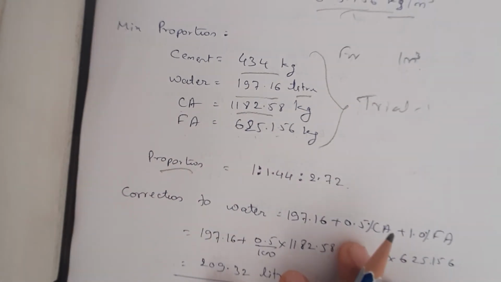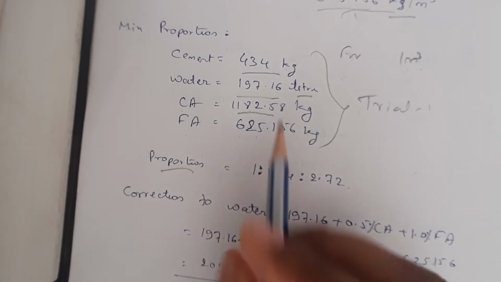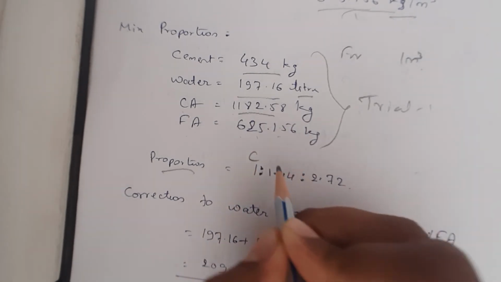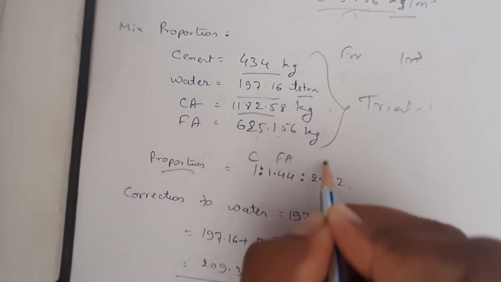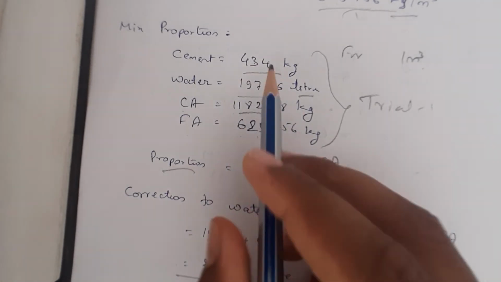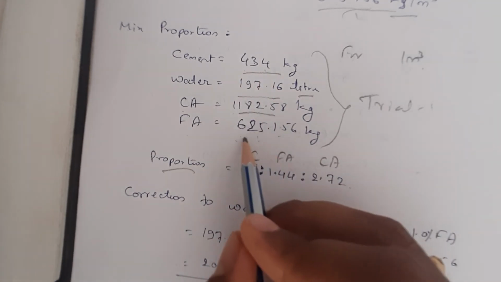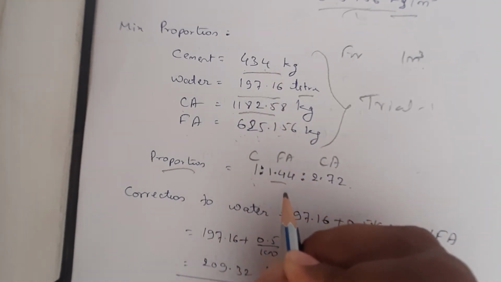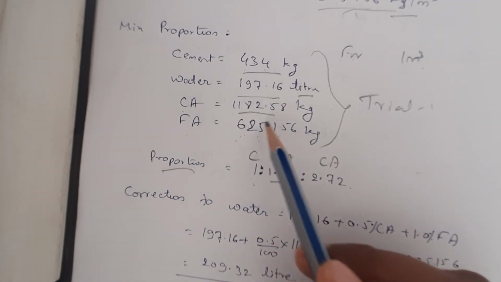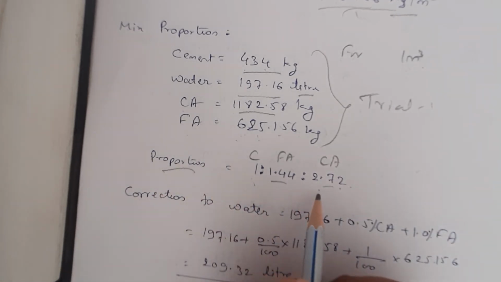How to calculate the proportions? Just by dividing all these values: this will be cement, this will be fine aggregate, and this will be coarse aggregate. If I make the cement value 1 by dividing by 434, then fine aggregate, dividing by 434, will become 1.44, and coarse aggregate will become 2.72. So by doing this, we can calculate the proportion of the mixed concrete.